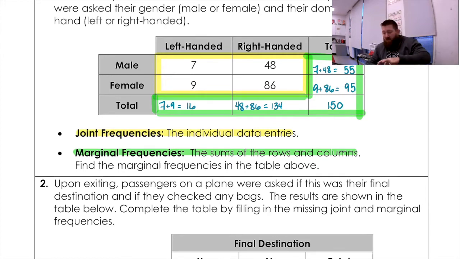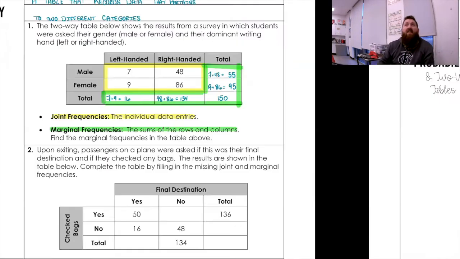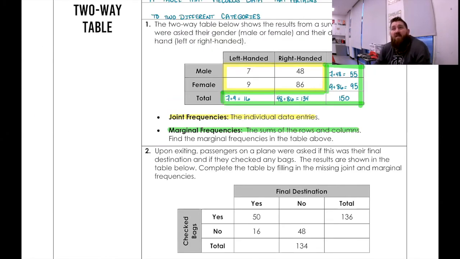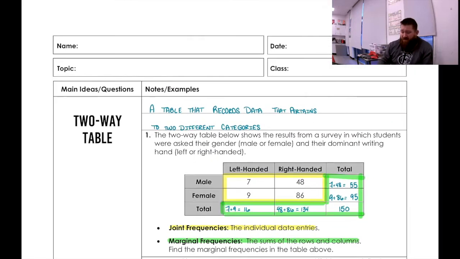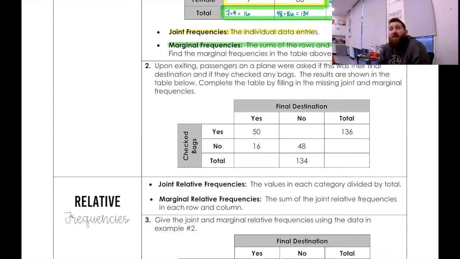Now we can use this data to help us understand what's going on. So this first problem, we're just going to fill in the missing data. Upon exiting, the passengers on the plane were asked if this was their final destination, and if they checked any bags. So they've got a yes or no, was it their final destination, and a yes or no, did they check bags? We're going to complete the data and fill in our missing pieces.